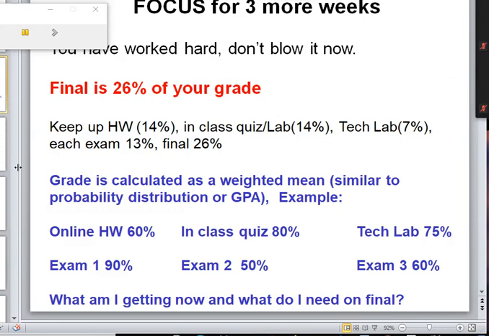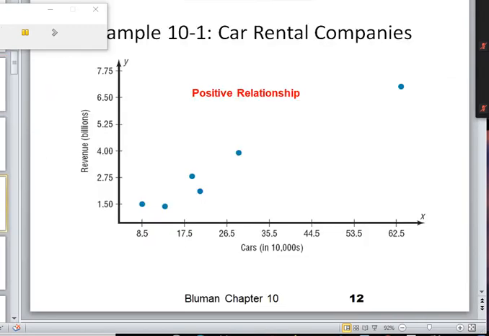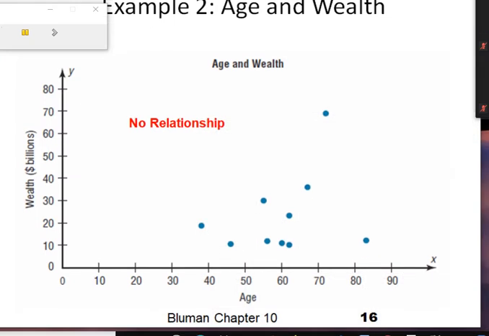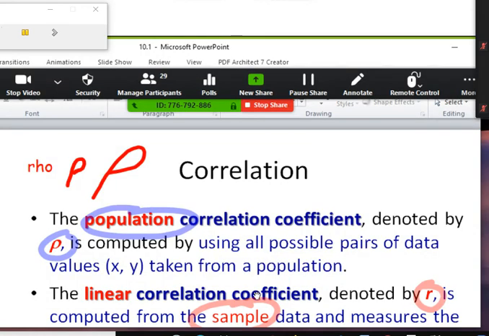Go back to my thing here. This is a positive relationship where it's kind of like a line going up. And this is a negative relationship where it's kind of like a line going down. And then again, this one where it's just a bunch of random scattered dots, no relationship.